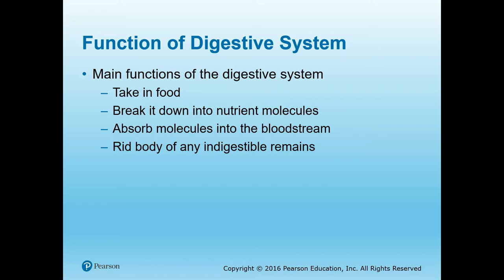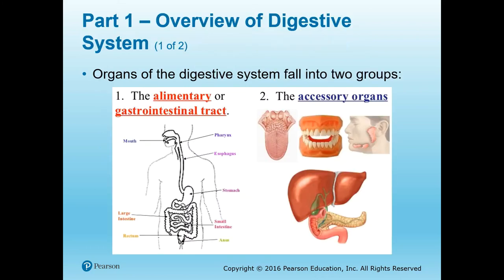Basically, the difference between essential and non-essential is just as it sounds. Essential is essential to our body, and our body does not readily make it on its own. Non-essential means that our body can produce it on its own to some degree, as long as it has the substrates available. And then lastly, rid the body of any indigestible remains. This section, these main functions, is directly correlated to your assignment, so make sure you take note of this.